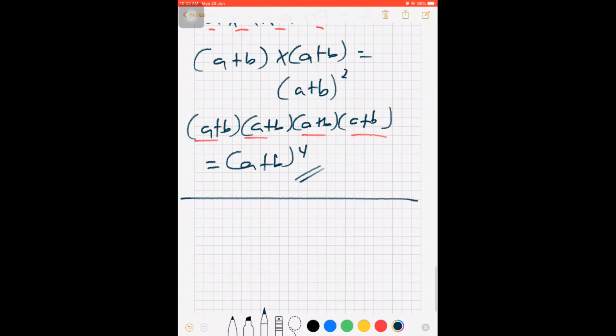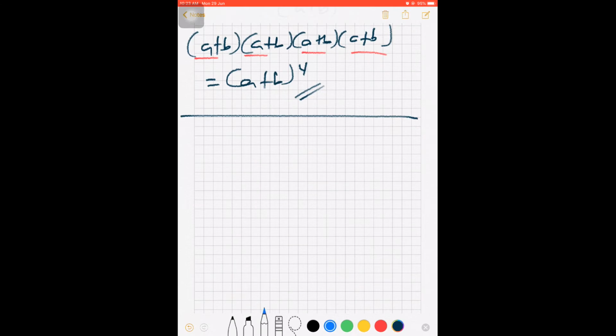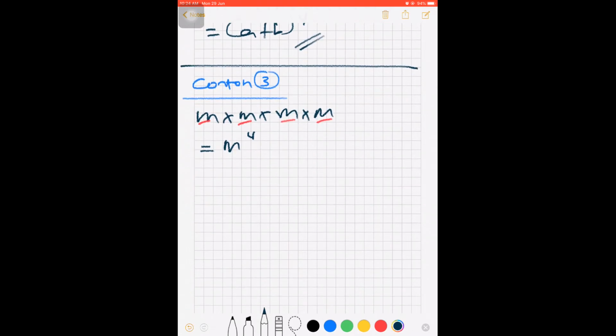Right, let's move on. Okay, so let's buat contoh. Contoh 3. Senang lah. M times M times M times M. What does it become? Kira lah. 1, 2, 3, 4. So M kuasa 4. M to the power of 4. Easy. Okay, let's try another contoh. Contoh keempat.